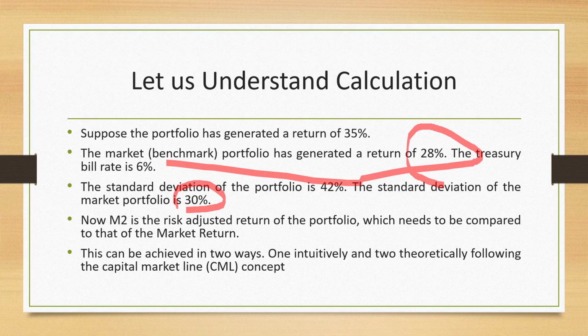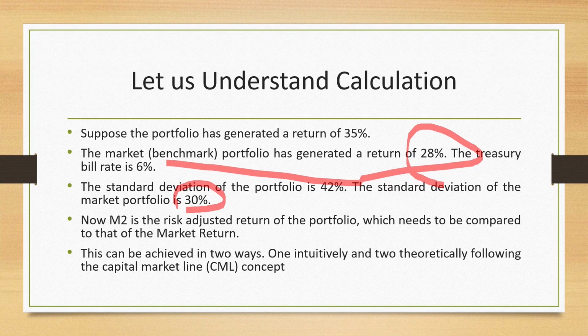Market portfolio risk is less compared to the portfolio that is built, right? So 42% and 30% cannot be compared because their risk levels are different. Now, M² is the risk adjusted return of the portfolio which needs to be compared to the market return. So M² will help us to compare both the returns, the market return with the portfolio return, right?